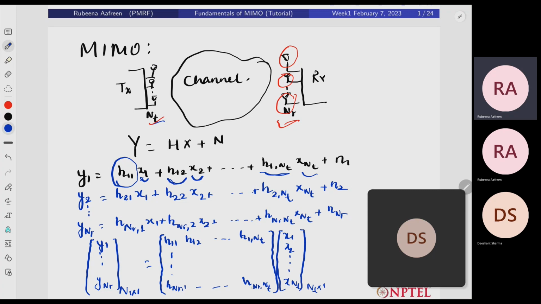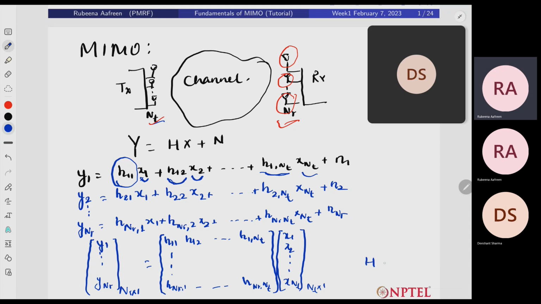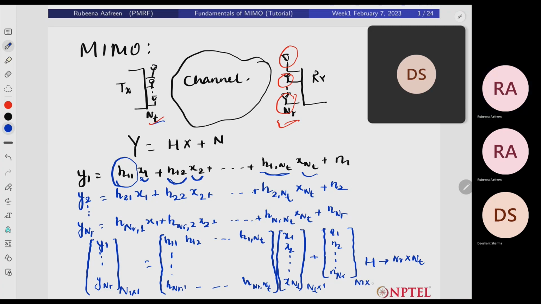And what would be the size of the channel matrix? This H would be NR by NT. And plus this noise term is there, N1, N2 up till NR. This is also NR cross 1 because our receiver is NR cross 1. So this we have seen in the case of downlink from transmitter to receiver. Anyhow, whenever we are taking any channel matrix between NT transmitters and NR receivers, the channel matrix always will be NR by NT.